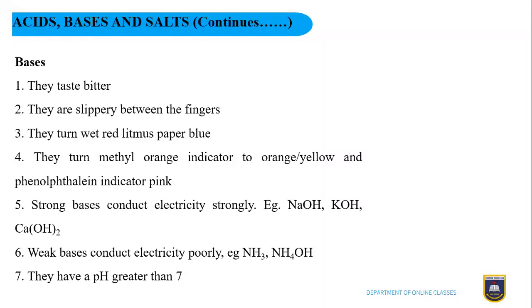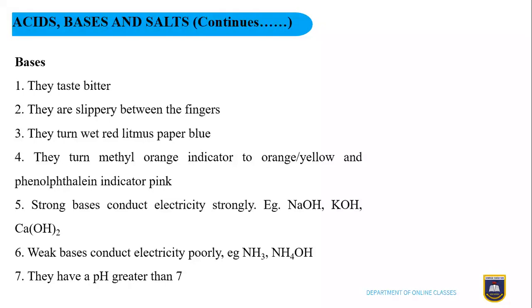You need to know the color of these two particular indicators, phenolphthalein and methyl orange, in both acidic medium and in basic medium. That's what I've just told you. In acidic medium, phenolphthalein is colorless. In basic medium, it is pink. In acidic medium, methyl orange is pink or red. In a basic medium, it is yellow or orange.